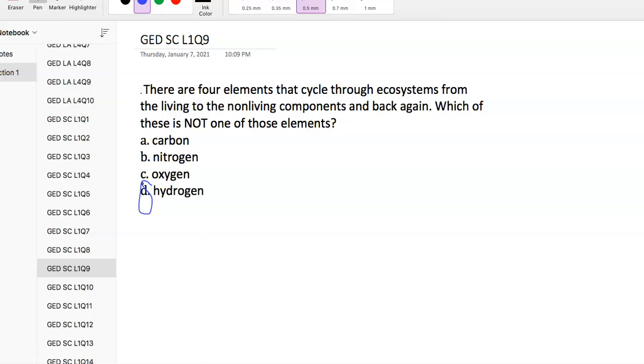Okay. So, right, we had hydrogen there, and really we should have had carbon, oxygen, nitrogen, water, right? So this, rather than hydrogen, should have been water, right?